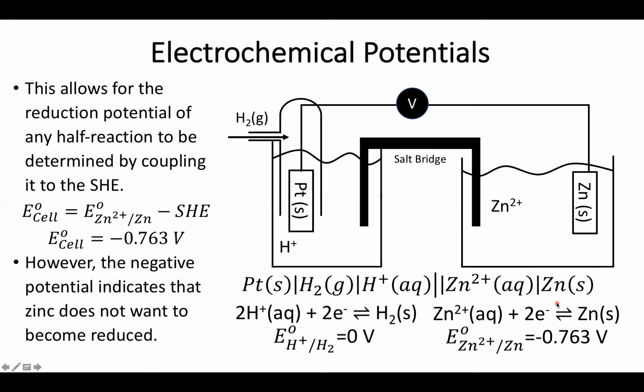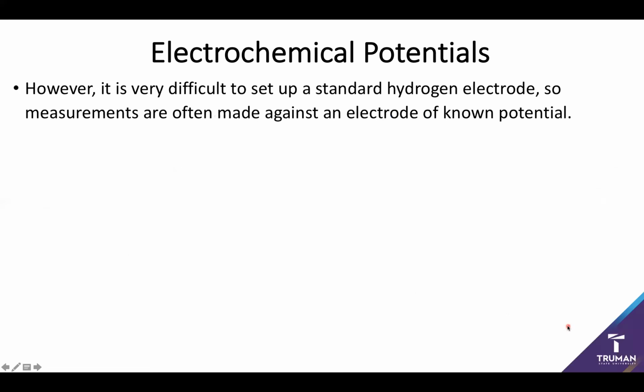However, one of the things that is worth noting is we do have a negative potential here for zinc. So really what we do perform when we measure the system is saying that this reaction doesn't want to occur. Zinc really doesn't want to become reduced. It'll want to go the reverse direction, become oxidized.